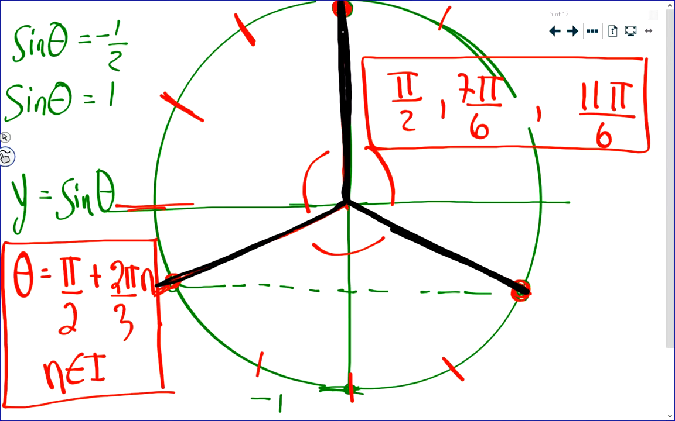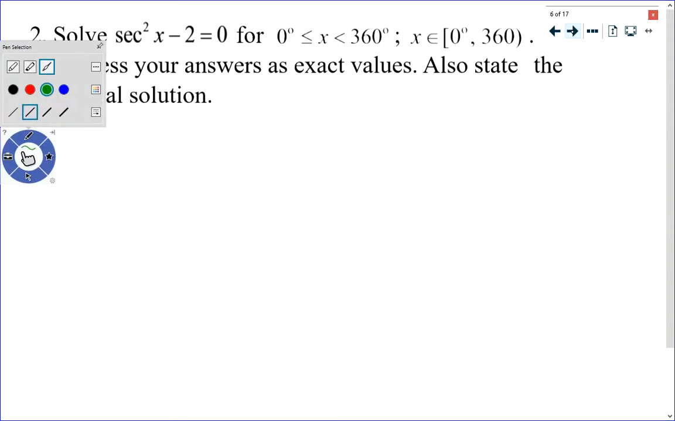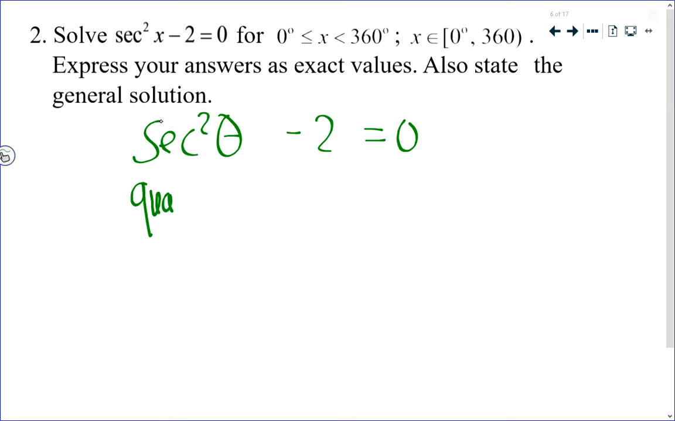All right, let's take a look at the next question. The next question is also one that we are going to use the unit circle for. I want you to notice in this particular question, number 2, that we have secant squared of, let's change it to theta again, and then minus 2 is equal to 0. We have a quadratic term, and we have a constant term, but we have no linear term.